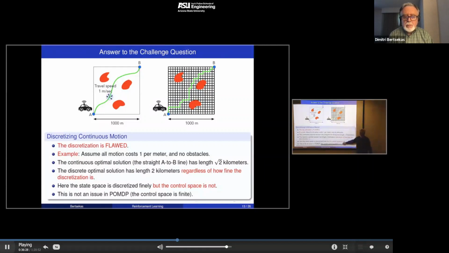Now, in the POMDP example that I gave earlier, this is not an issue because in POMDP, the belief space is infinite, is continuous, but the control space is finite, still finite, okay? So we don't have this particular problem here.